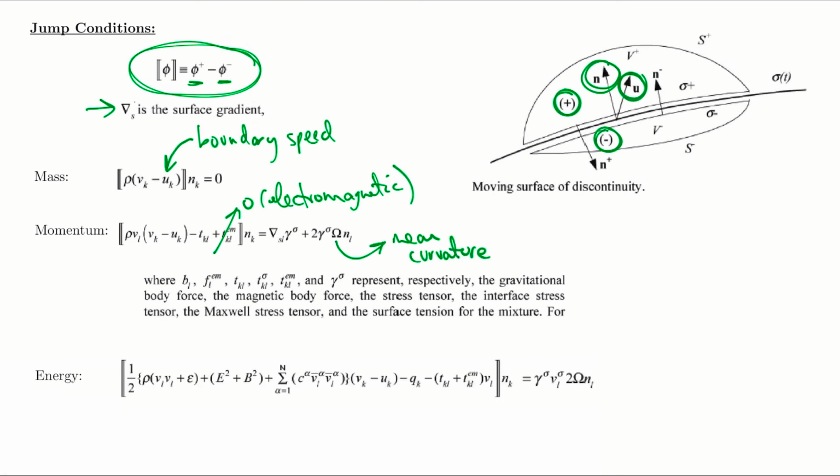Now we can look at energy as well. Okay, so I'll show a few of these terms right here. So this right here, this epsilon, is our internal energy density function, which is like an interaction with other species.